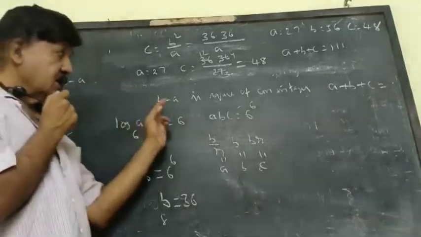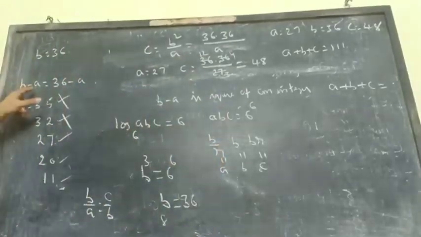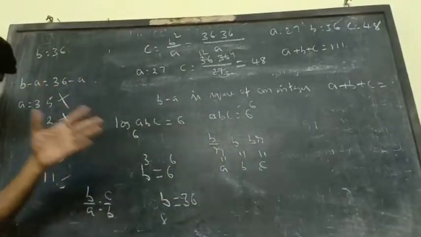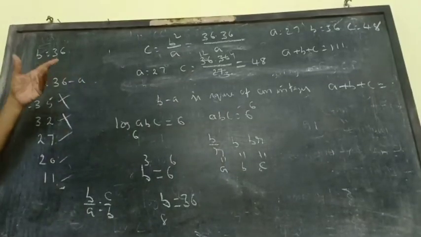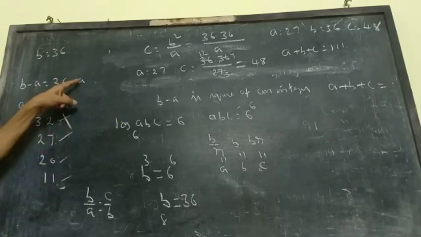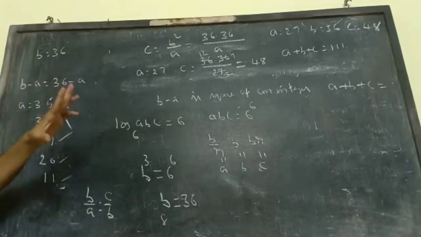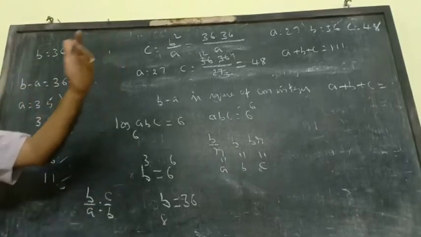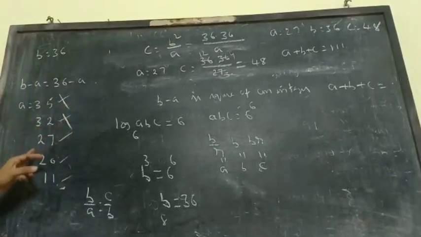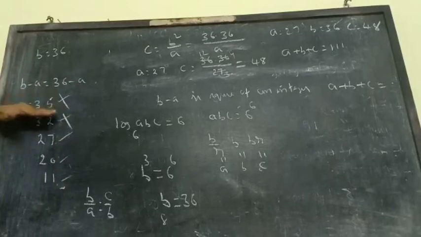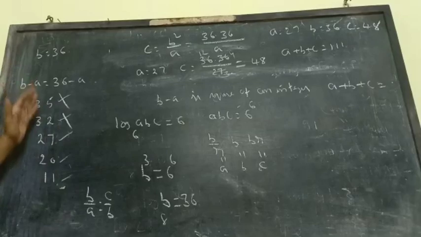So here you see this condition: B minus A is a square of an integer. Then you should do some guesswork for what values of A, B minus A will become a perfect square. First value is 35. B minus A is positive because it is an increasing GP. He has given an increasing GP, therefore B minus A is positive. So 35, 32, 27, 20, 11, like this you got the possible values of A.